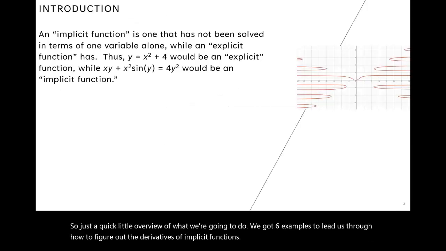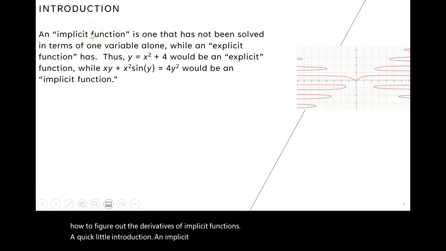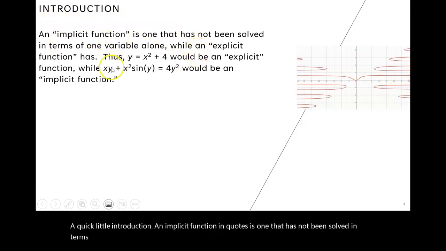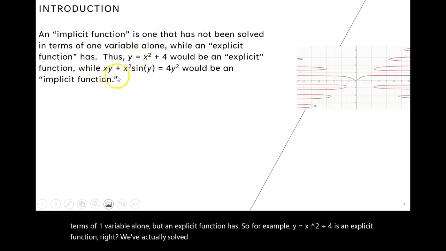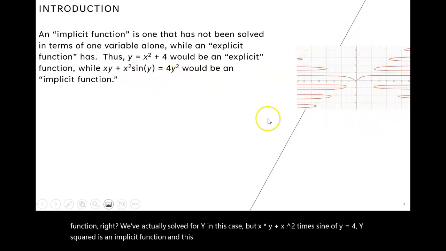A quick little introduction. An implicit function, in quotes, is one that has not been solved in terms of one variable alone, but an explicit function has. So, for example, y equals x squared plus 4 is an explicit function. Right? We've actually solved for y in this case. But x times y plus x squared times sine of y equals 4y squared is an implicit function, and this graph is right over here.